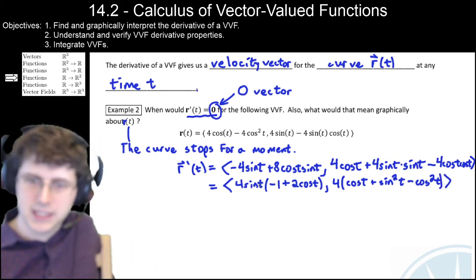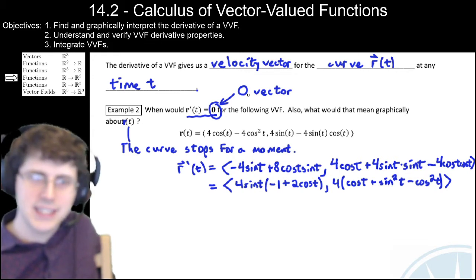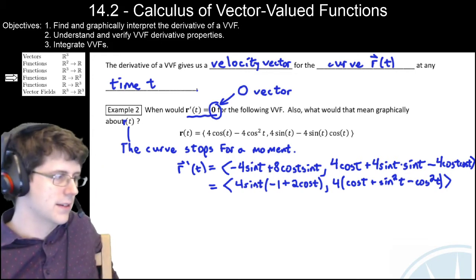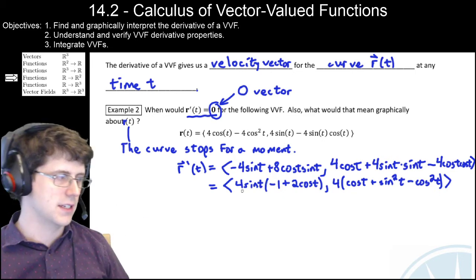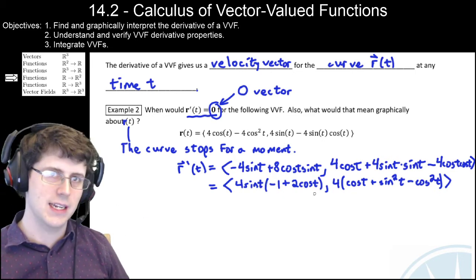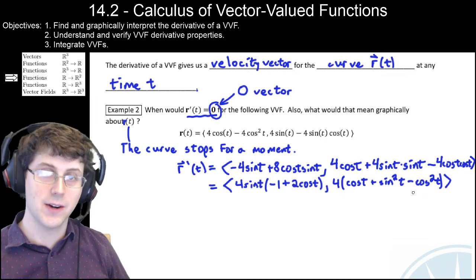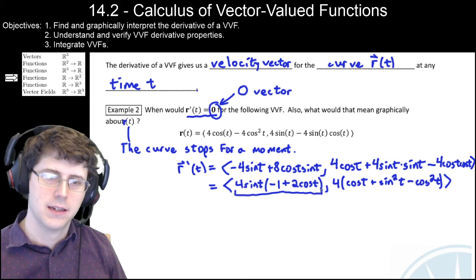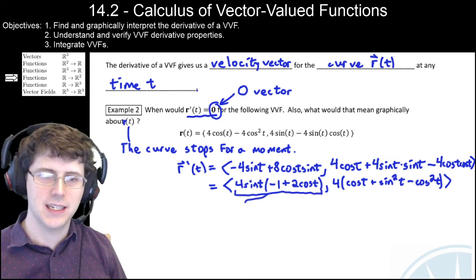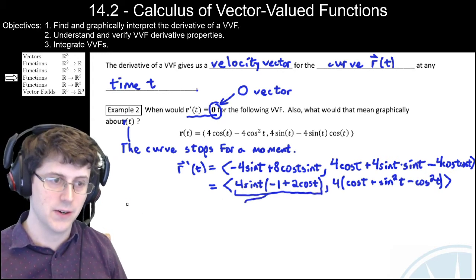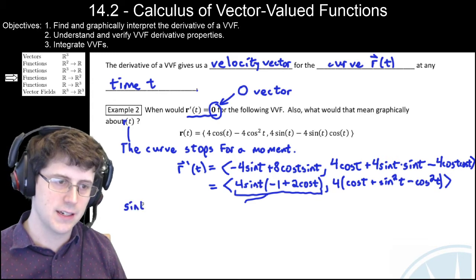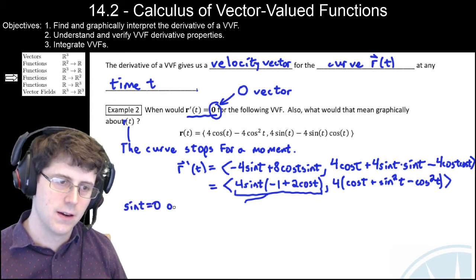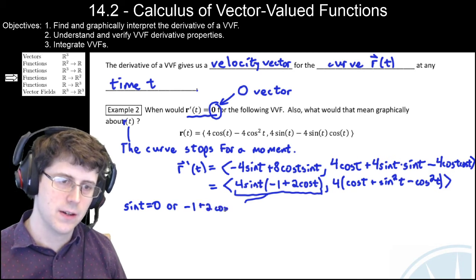Okay, so how would these equal 0? To get the 0 vector, I need to get the first component and the second component to equal 0 at the same time. So first I'll find the values of t where the first component equals 0. That happens when either sine t is 0 or minus 1 plus 2 cosine t is 0.